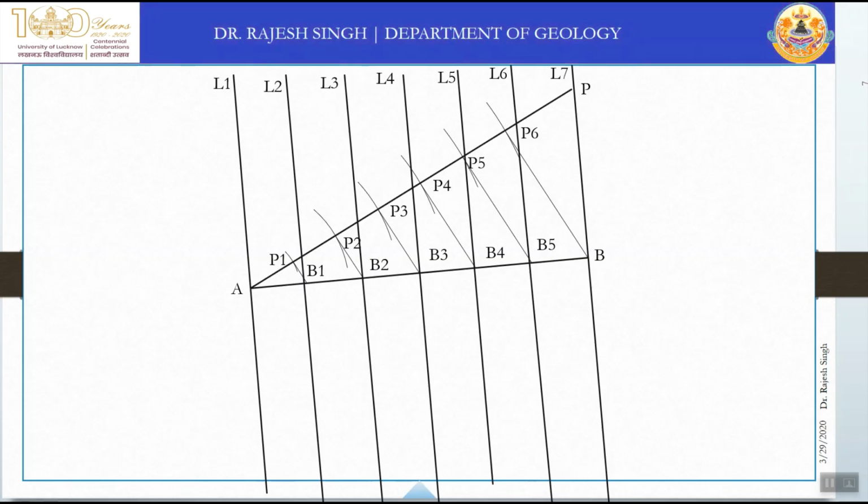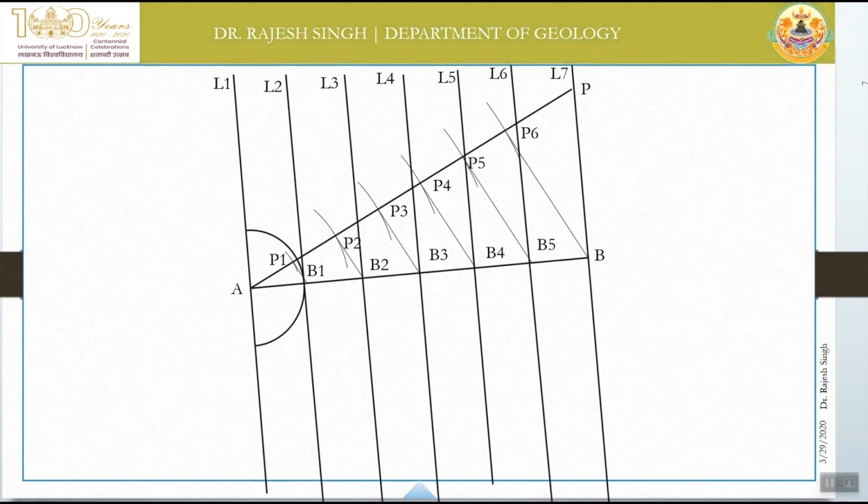Now take the compass, take the radius of the first segment AB1 and draw a half circle, with the center of the circle at point A, like this. Now we will erase the points B1, B2, B4, B5 and P1, P2 so that we get some space on the paper, and rename point B3 as C. Remember, point B3 is C, and the intersection of the half circle and line L1 is D.